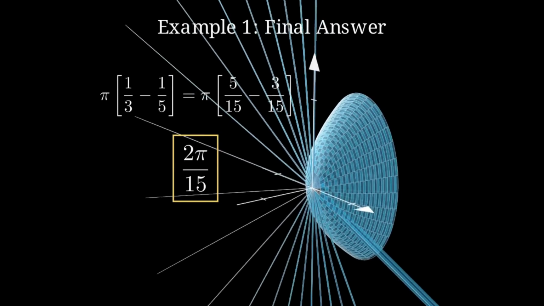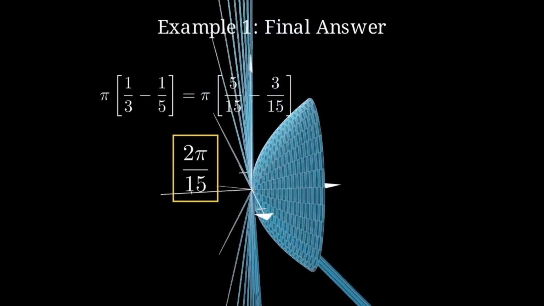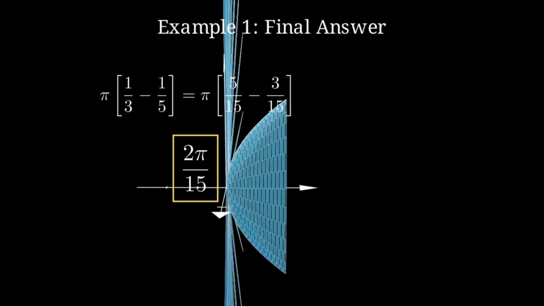Visualizing the shape, it looks like a flared funnel with a curved interior wall. This result represents the exact space occupied by that solid.